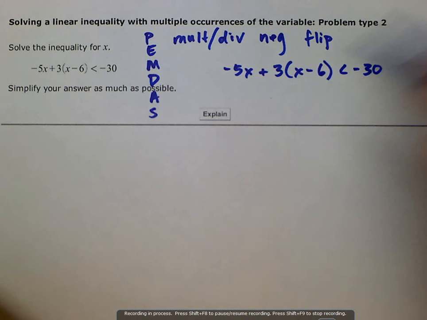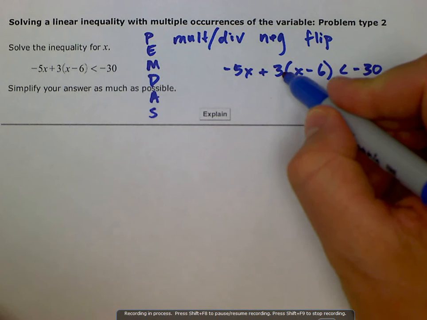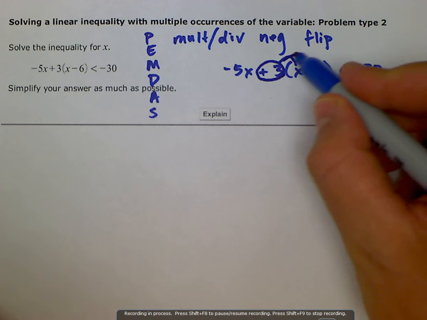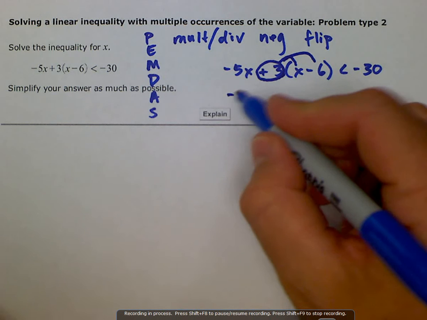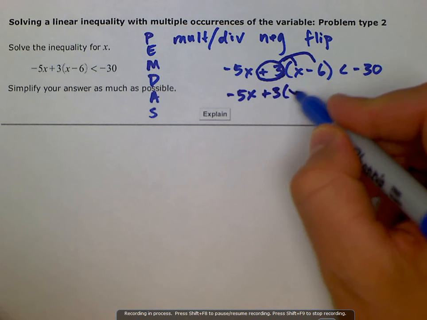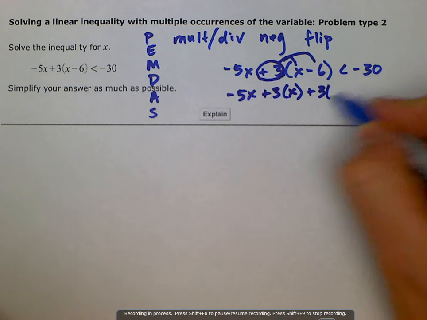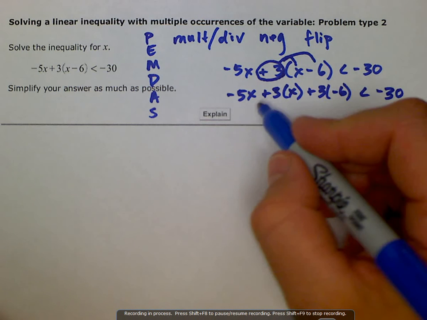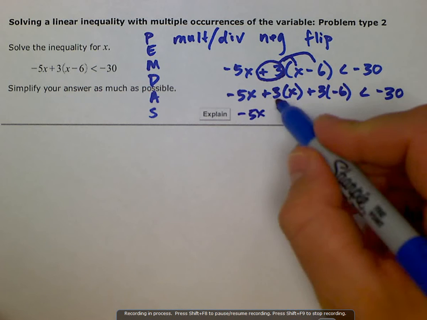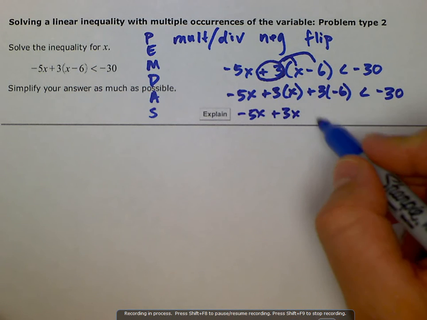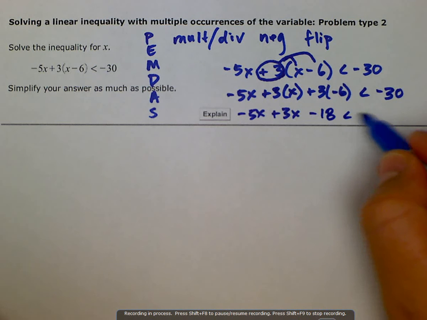So next comes multiplication, which means we distribute this positive 3 into both terms inside the parentheses, giving us negative 5x plus 3 times x plus 3 times negative 6 is less than negative 30. Then we evaluate that multiplication. Negative 5x, 3 times x is 3x, and positive 3 times negative 6 is negative 18, is less than negative 30.